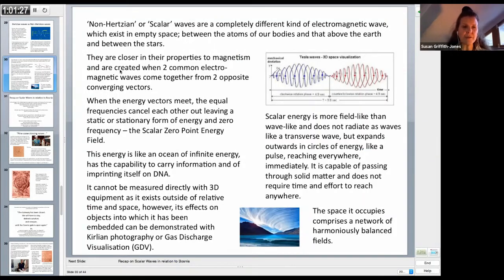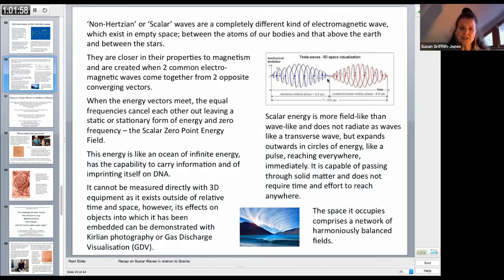On the contrary, non-Hertzian or scalar waves are a completely different kind of electromagnetic wave, which exist in empty space between the atoms of our body and that above the Earth and between the stars. So they're closer in their properties to magnetism and are created when two common electromagnetic waves come together from two opposite converging vectors. So here you'll see in two different places, and they converge here in the center.